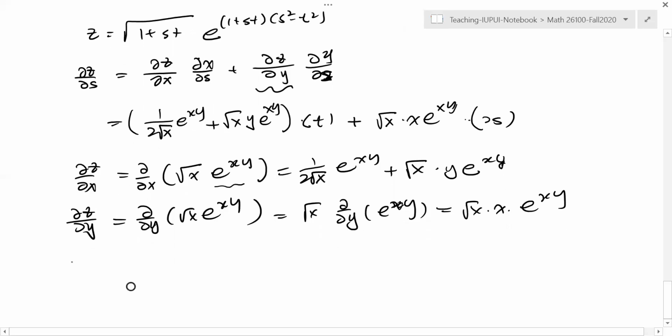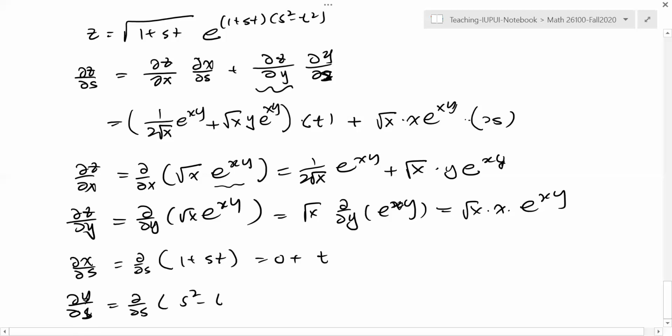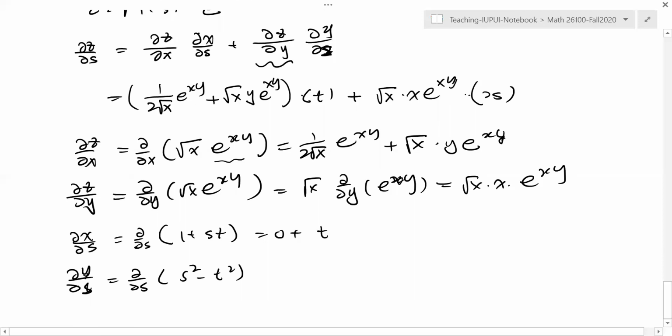Then the partial derivative of x with respect to s, and x is 1 plus st. So when you differentiate, the first term is 0. The second term, okay, t is left, right? Because it's the product st. Then the partial derivative of y with respect to s, and what is that? y is s squared minus t squared. So t squared is independent of s, it's a constant, so its derivative is 0. So the first term is 2s minus 0. Okay, that's just 2s. This is the t. So you plug them into the above formula, then you get all the terms.